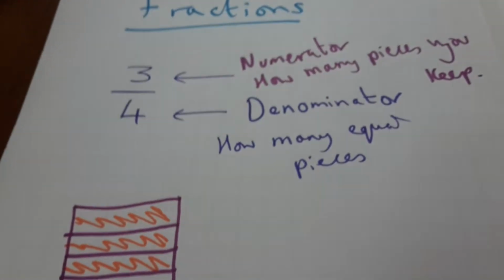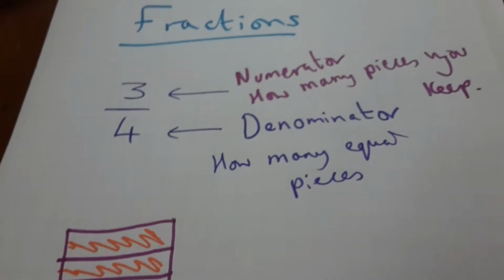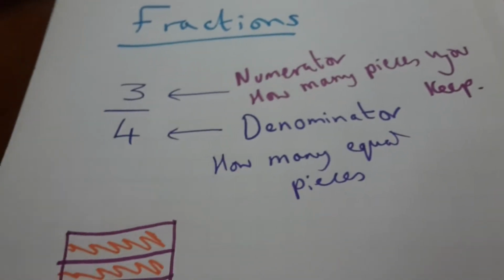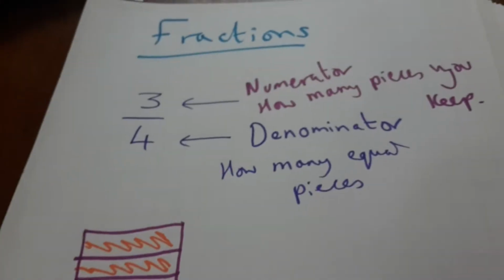So the bottom number, or denominator, tells you how many equal pieces you have to cut your original object into, and then the number on top, which is the numerator, tells you how many of those pieces you can keep. The only thing you sometimes see is top-heavy fractions, which are technically called improper fractions.